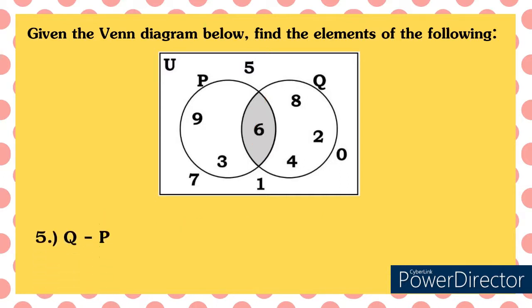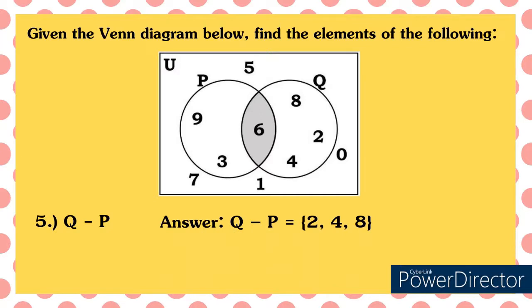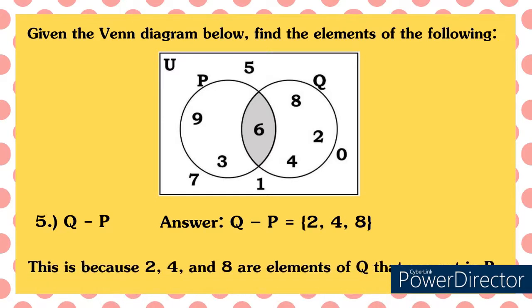Okay, how about Q minus P? Same with kanina sa example number 4. Q is 2, 4, 6, 8, and P is 3, 6, 9. Same with 6 ang kanilang common element. So, the answer is Q minus P contains 2, 4, 8. This is because 2, 4, and 8 are the elements of Q that are not in P.